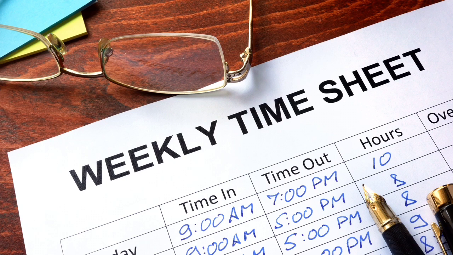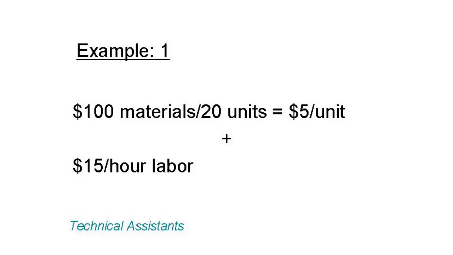So, to do the math, if your product requires $100 of materials to create 20 units, the material cost is $5 per unit. If you are paid $15 an hour and each unit takes an hour to create, then your minimum product price should be $20 per unit.